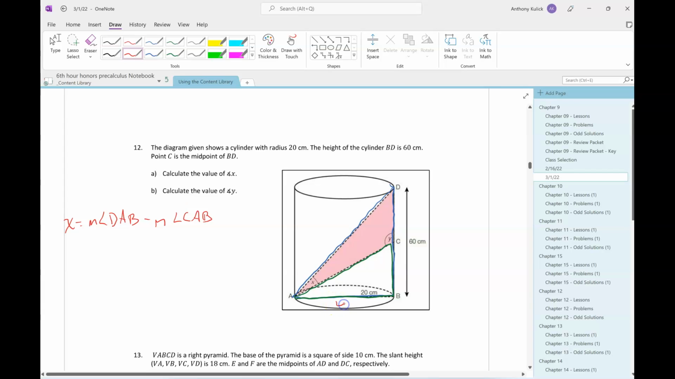So I know side AB is 40. I know side CB is 30 because I was told that C was the midpoint. So DAB is just going to be the tan inverse of opposite over adjacent. And then tan inverse here of opposite over adjacent.